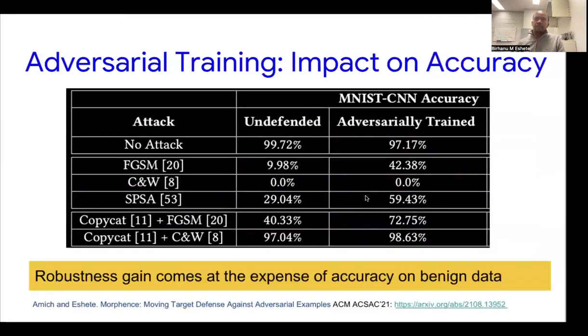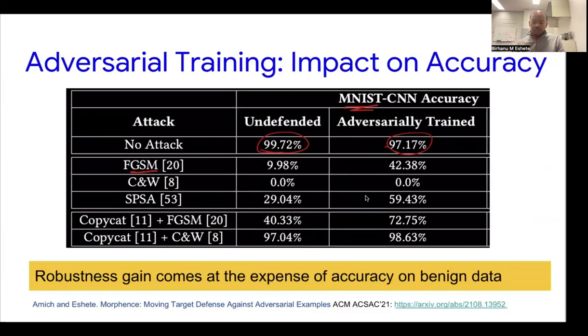Adversarial training, as I said, comes with a cost. And back in 2021, we also looked at adversarial training and how much accuracy gain, or robustness gain, we can get by doing adversarial training. So the undefended model is 99% accurate. This is MNIST, the image classification model. And when we adversarially train it, you end up with more or less the same kind of model in terms of accuracy, so we don't lose much.